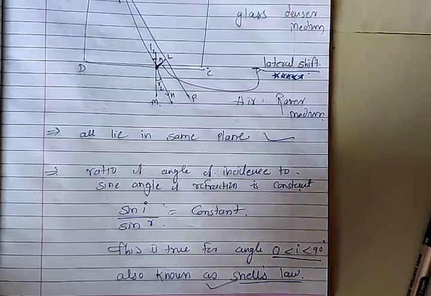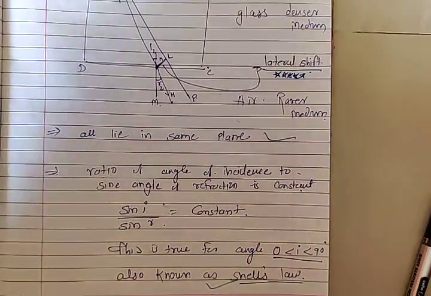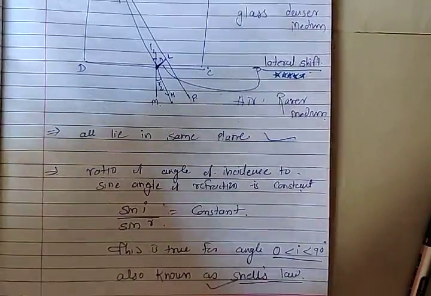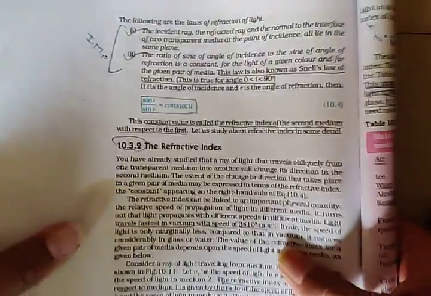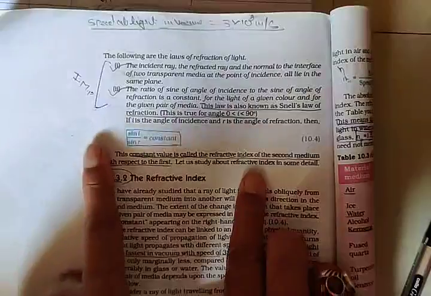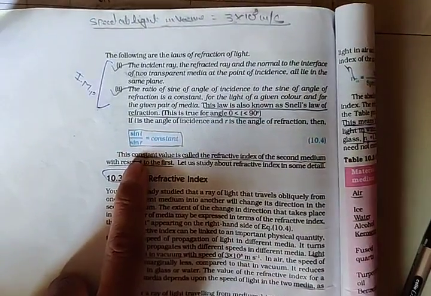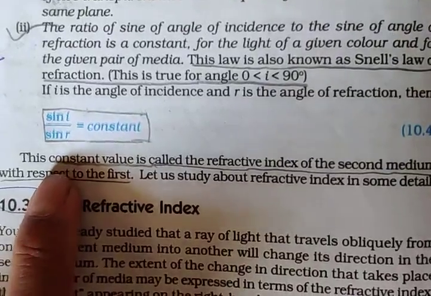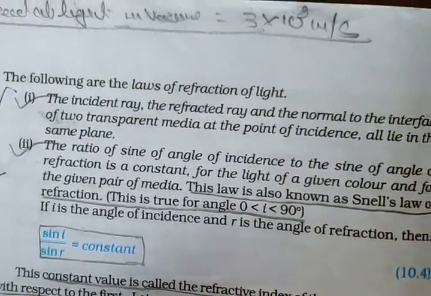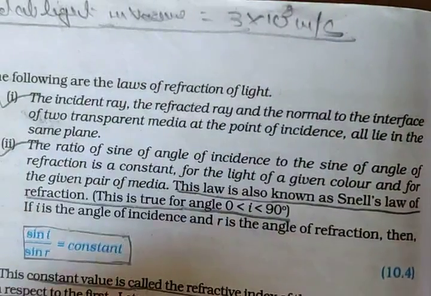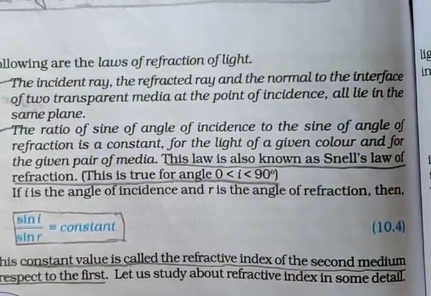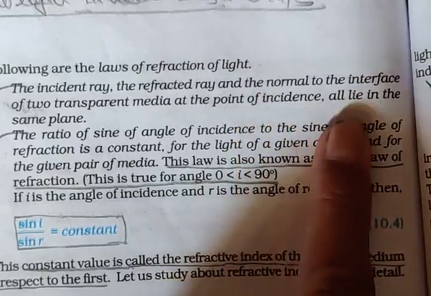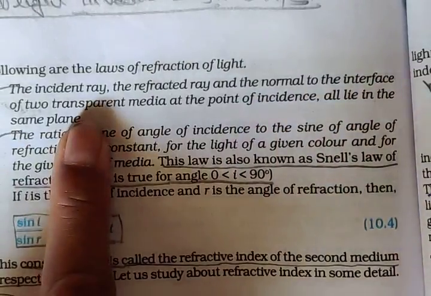But the actual thing which we have to write down has been given on page number 174 in your textbook. Now let us see about this. This law has been given over here. You have to write it down in a proper way. वही फॉर्म में आपको लिखना है. So let us see, the incident ray, the refracted ray and the normal to the interface of two transparent media at the point of incidence all lie in the same plane.